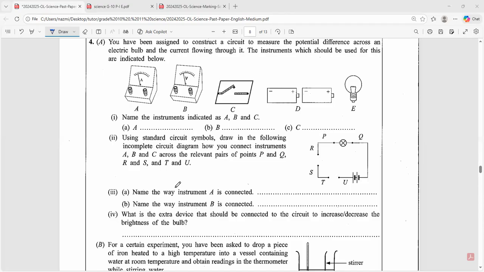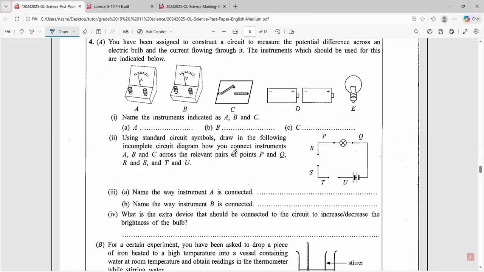Okay, you have been assigned to construct a circuit to measure the potential difference across an electric bulb and the current flowing through it. The instruments which should be used for this are indicated below. So what is A? Ammeter, no? B? Voltmeter. C? That's a switch. Okay. So for that, each one mark.